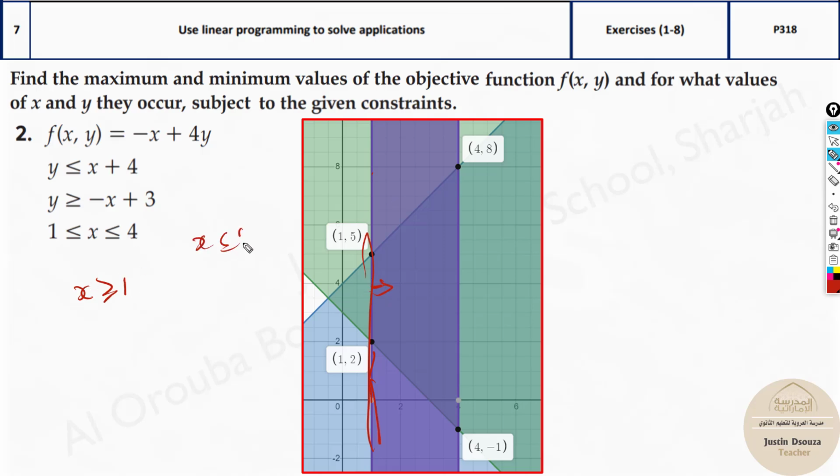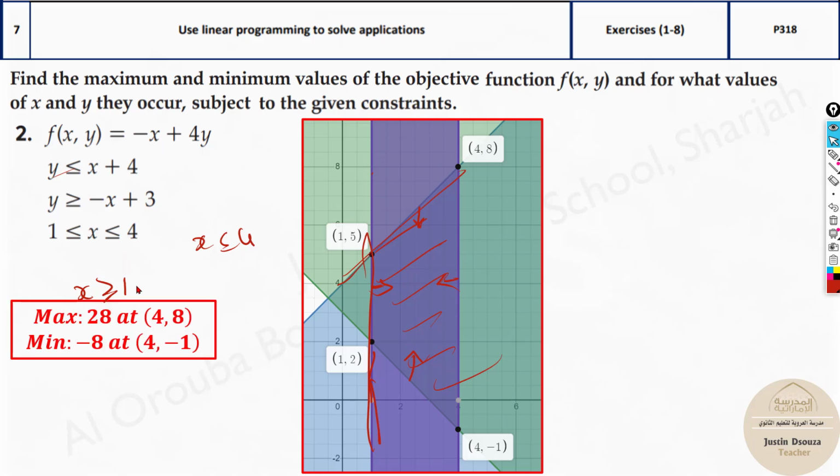And here x is less than or equal to 4 means left. Then all the others in slope-intercept form, this would mean at 4, say this line, less than or equal. So it's down, and what about this? It's greater than or equal, it's up. So this is the solution region. You need to put them up in this objective function, all the vertices, and find the maximum and minimum.